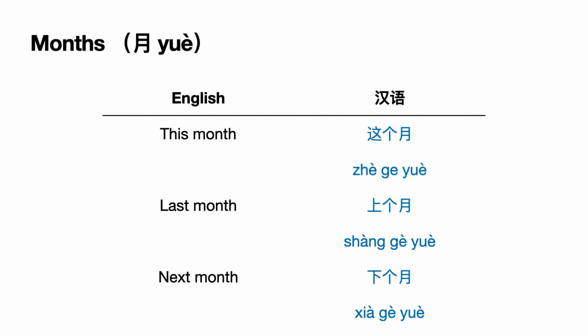And this month in Chinese is 这个月. Last month, 上个月. Next month, 下个月.